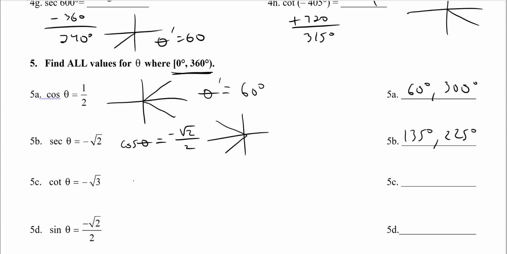Okay, cotangent. I personally like tangent of theta is equal to -√3/3. Take the reciprocal of that, and then I know it's negative in these two quadrants. And this is kind of nice because it's a three-party. So reference angle is 30 degrees, so it's 180 minus 30 is 150, and then 360 minus 30 is 330.